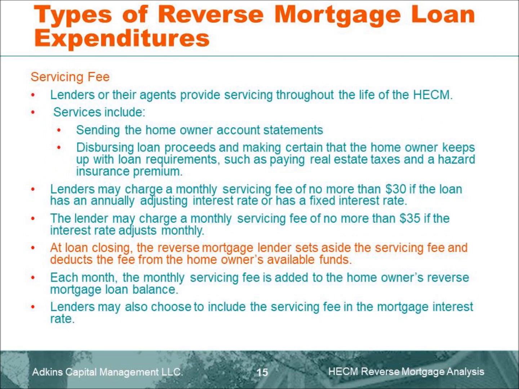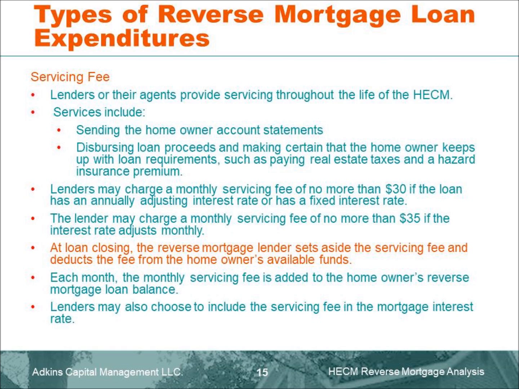The fourth type of reverse mortgage loan expenditure is the servicing fee. Lenders or their agents provide servicing throughout the life of the HECM. Services include sending the homeowner account statements, dispersing loan proceeds, and making certain that the homeowner keeps up with loan requirements, such as paying real estate taxes and a hazard insurance premium.